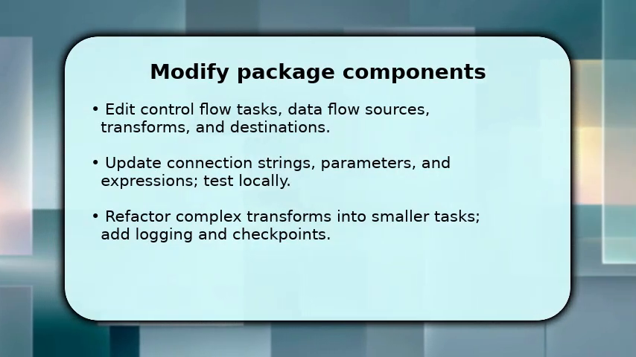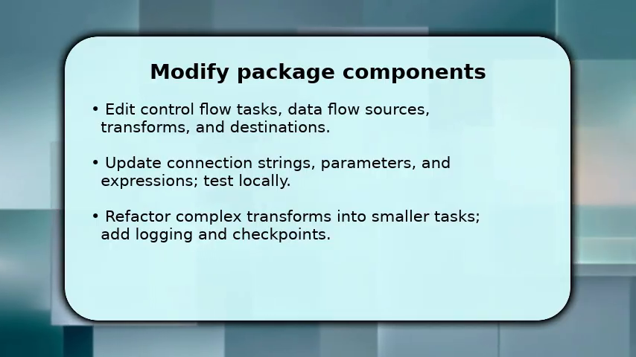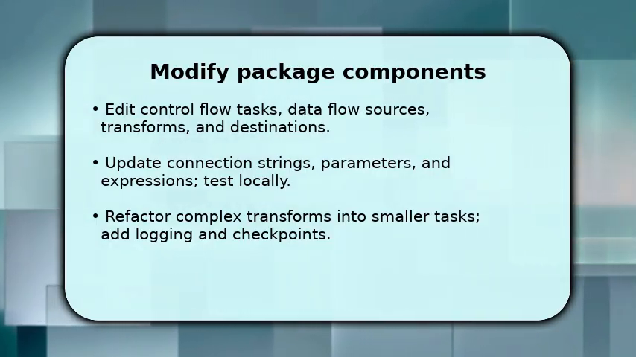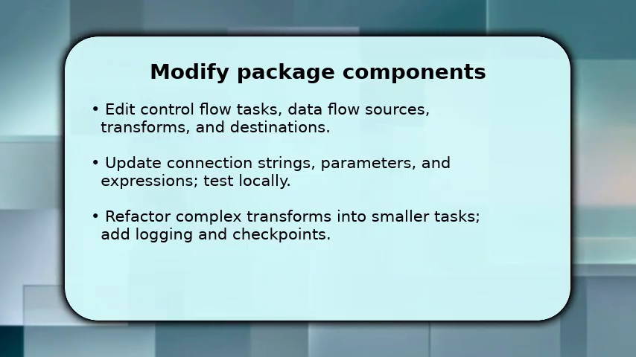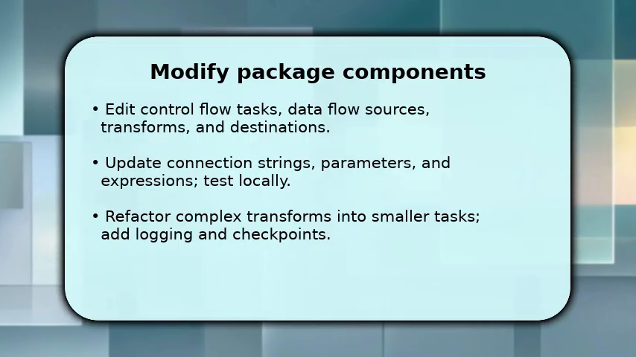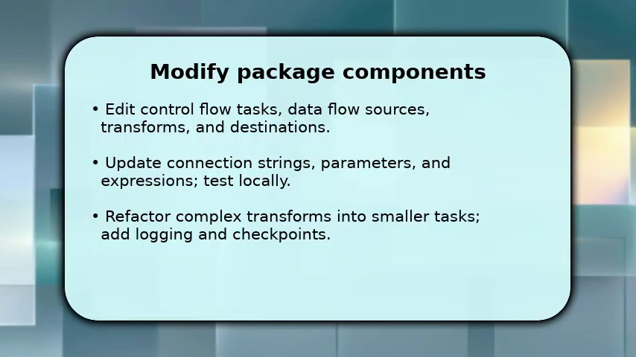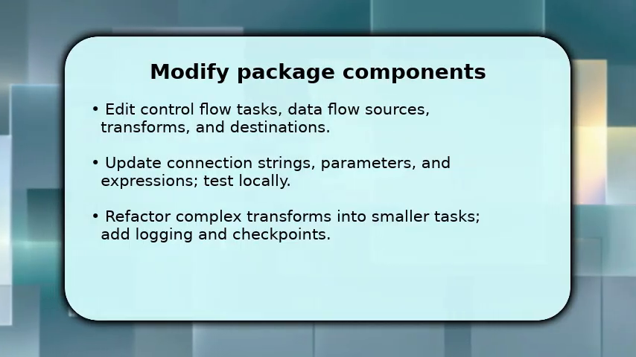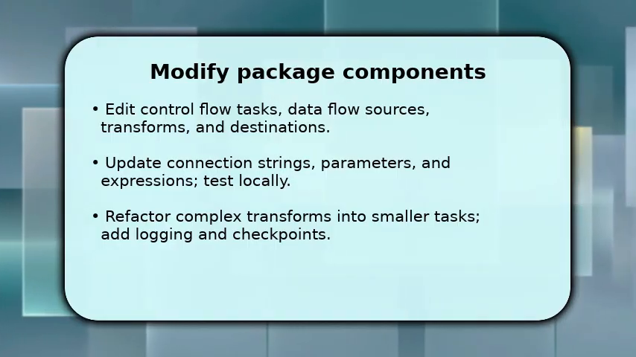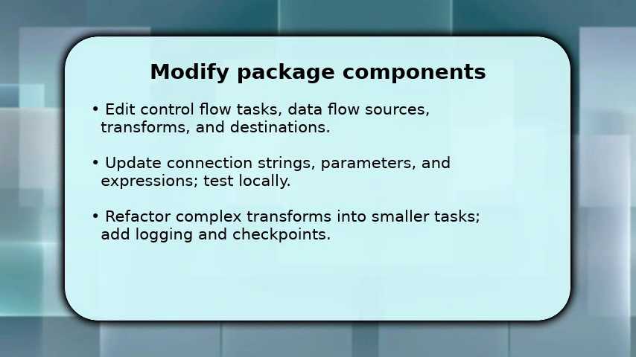Change data flow sources, tweak transforms, and update connection strings or parameters, while explaining why each change matters for performance or reliability. Once you alter mappings or expressions, run package-level tests using sample data to validate results and catch errors early. While editing, refactor monolithic flows into modular tasks and add logging and checkpoints so debugging later is easier. Make sure to run package validation before proceeding to deployment.